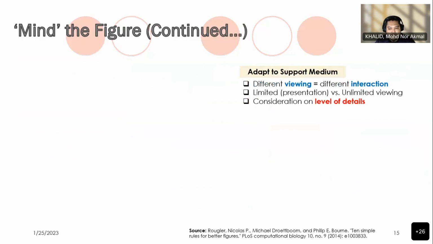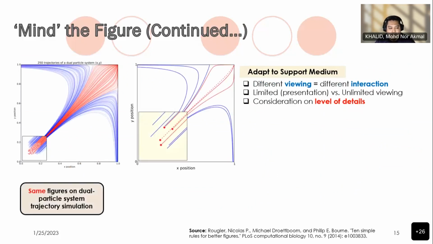And then sometimes some figures might be useful in different kinds of interaction. For example, this figure shows some dual particle system trajectory simulation. Because if you consider the figure on the left side, you don't really see the main point that you want to tell because there's a lot of lines there, right?